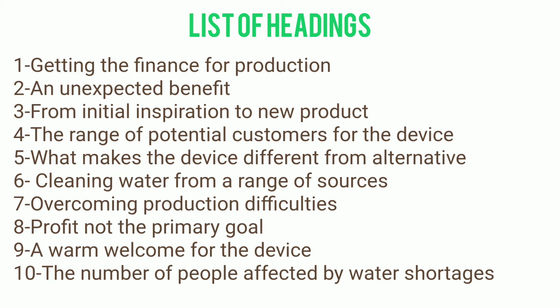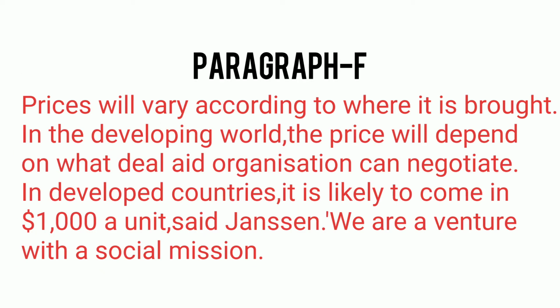5 and 6 are already done, so we will not consider these. 7 says overcoming production difficulties, nothing like production over here, let's cross this. Profit not the primary goal, nothing about profit. Warm welcome to the device, no. And 10th is already done. So by applying the elimination method, we can see 4th is the right heading for paragraph E. Okay, let's move to paragraph F.